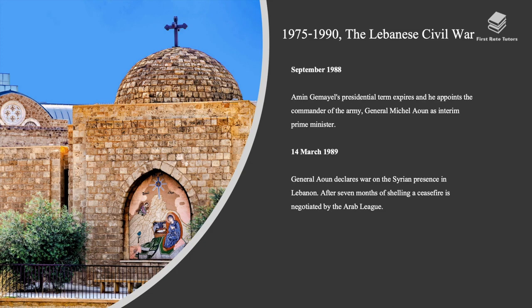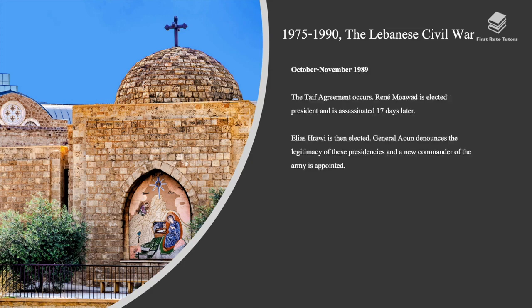In September 1988, Amin Gemayel's presidential term expires and he appoints the commander of the army. In March 1989, General Aoun declares war on the Syrian presence in Lebanon. After 7 months of shelling, a ceasefire is negotiated by the Arab League. Between October and November 1989, the Taif Agreement occurs.